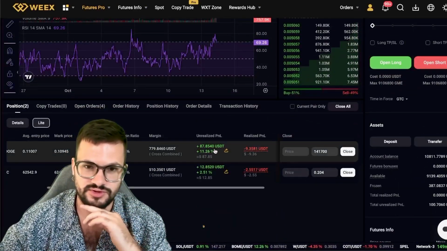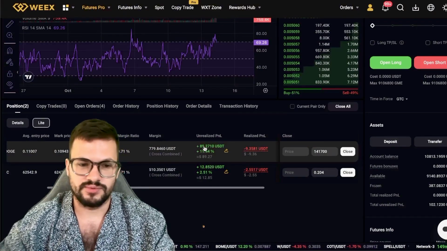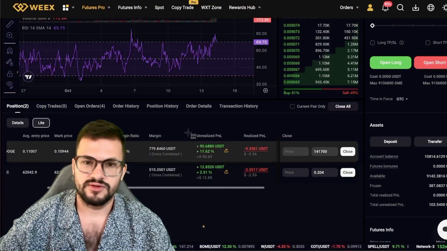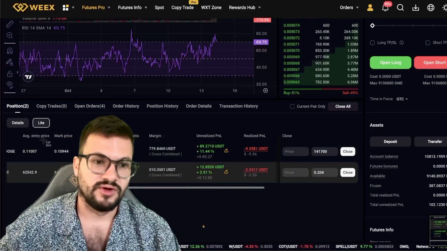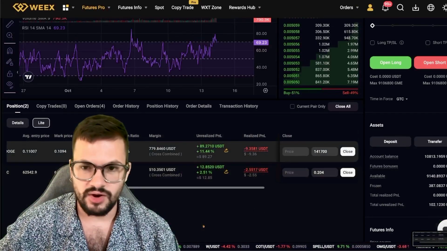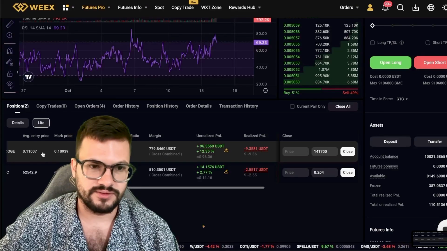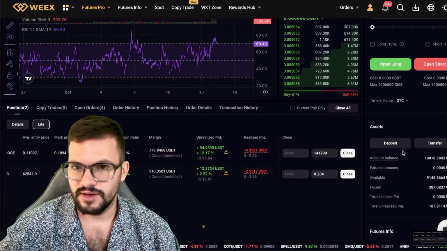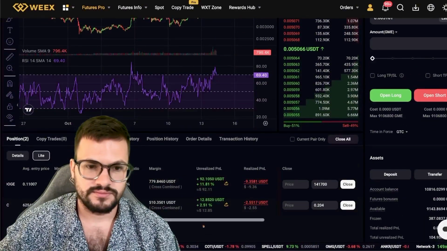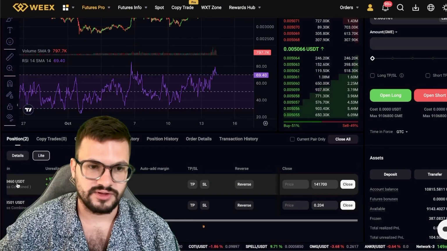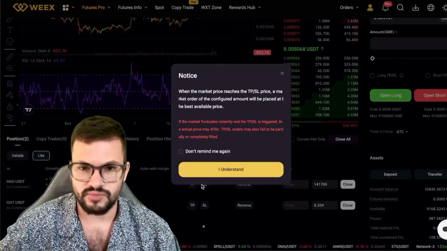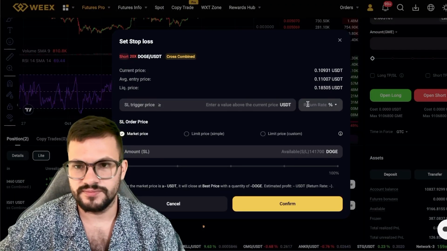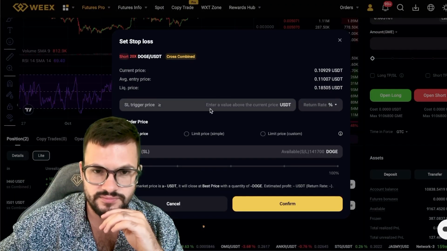And we can see here already $100 in profits, guys, in just a couple of minutes. Quite an impressive strategy. Now I'm going to go here to my Doge trade, and I'm going to move my stop loss into the profit zone, guys. Like this, you cannot lose anything. Literally, here I can already change my stop loss.